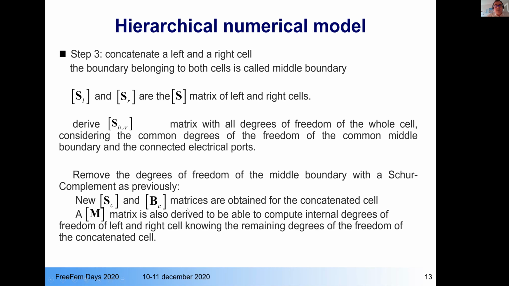Now we operate another Schur complement as previously to remove the middle boundary degrees of freedom, and we obtain a new Schur complement matrix S_C, and the B_E matrix is obtained for the concatenated cells. And we also have to build an M matrix that allows us to compute the internal degrees of freedom of the left and right cells, knowing the remaining degrees of freedom. It is to be able to go back to all the degrees of freedom of both cells.